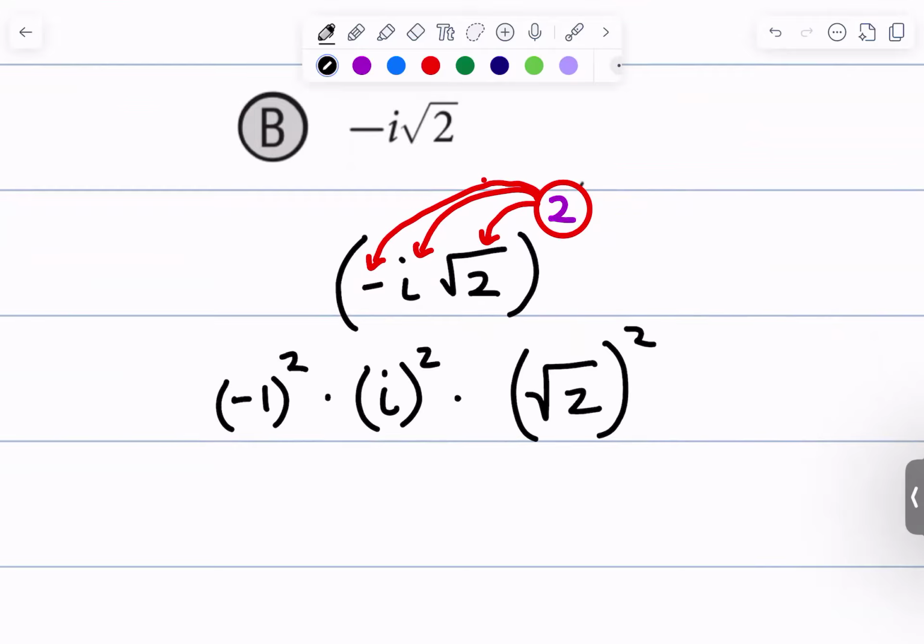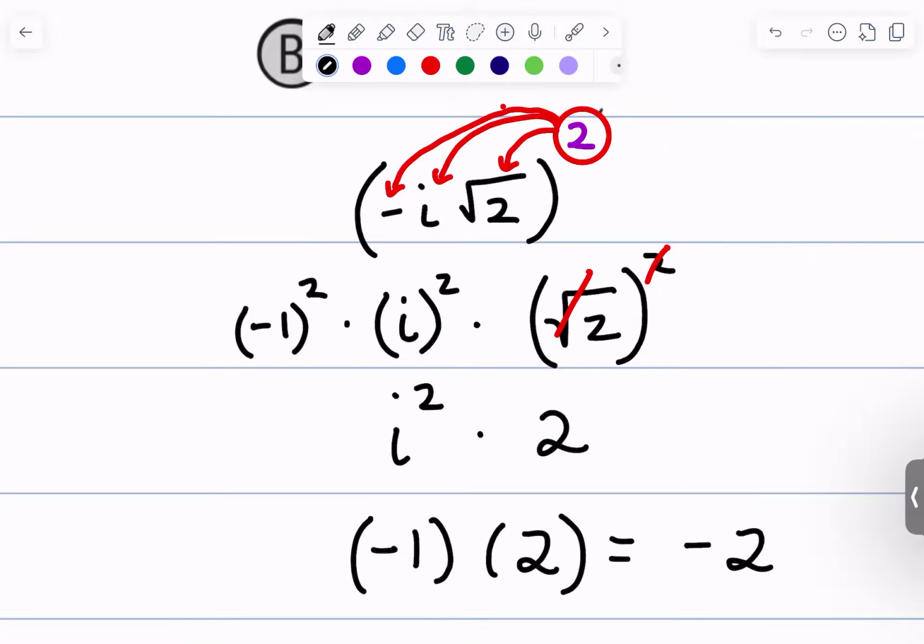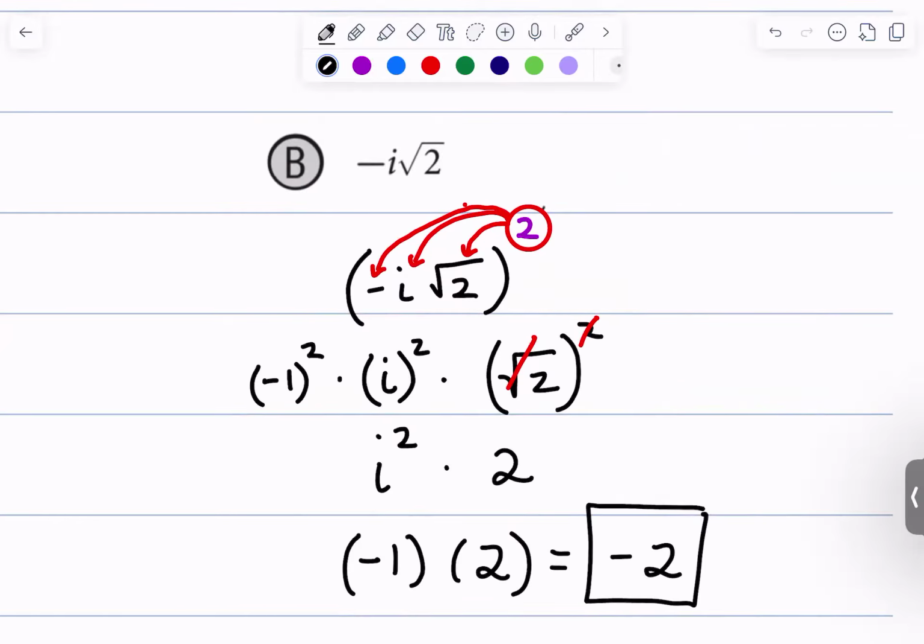So -1 squared is just +1, so that just kind of disappears. i squared, square root of 2 squared is just 2, right? Because the squared would cancel out with the square root again. And we just have 2. So this will be 2i squared, but what is i squared? -1 times 2, which equals -2. So, yeah. Okay. Questions on this?